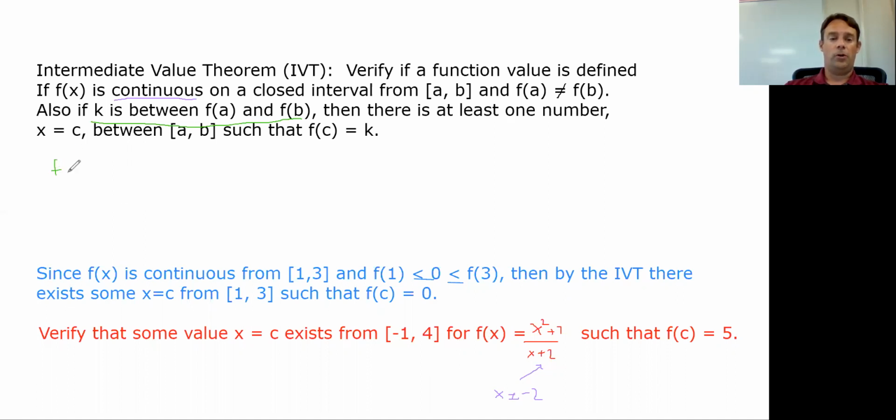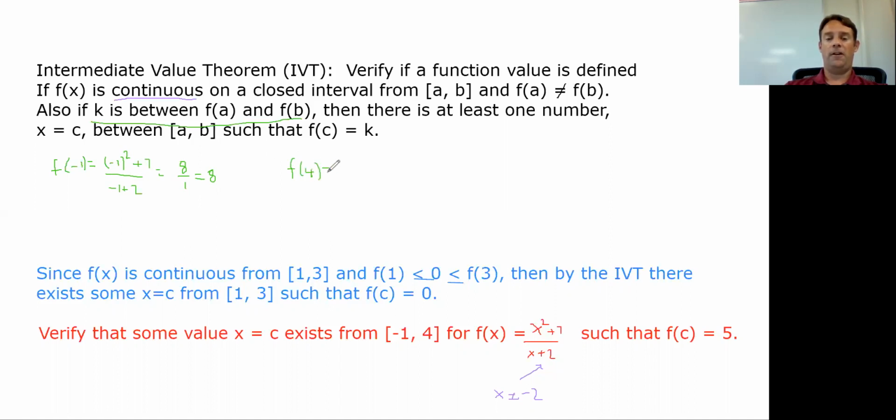So if I plug -1 in here, I get -1 squared plus 7 all over -1 plus 2. And that would end up being 8 over 1, which is 8. So that means f of 4 better be less than 5, so 5 falls in between.